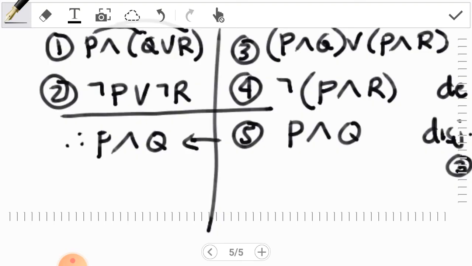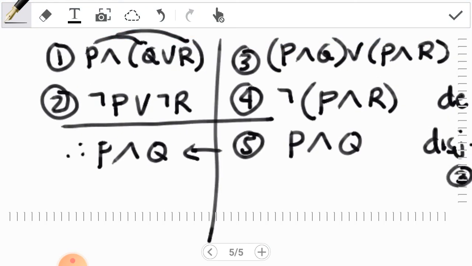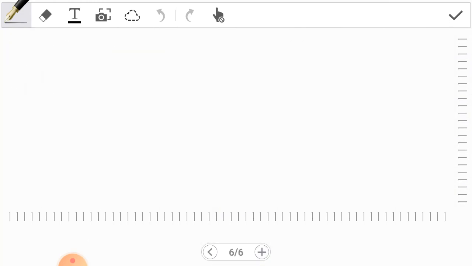So that ends example number 4. Next, can you still take one example? One more example. This is quite long.